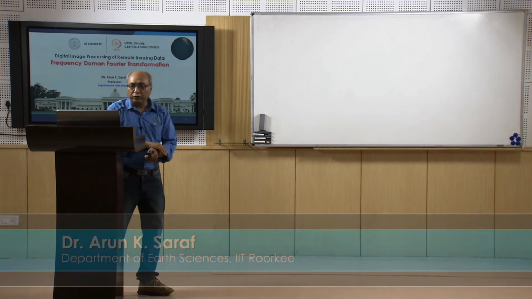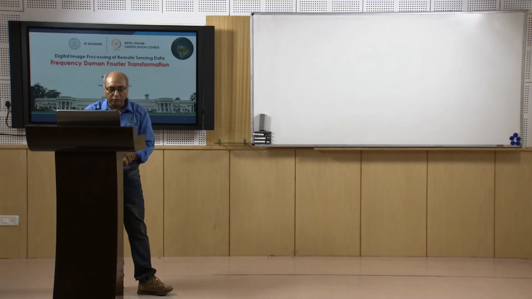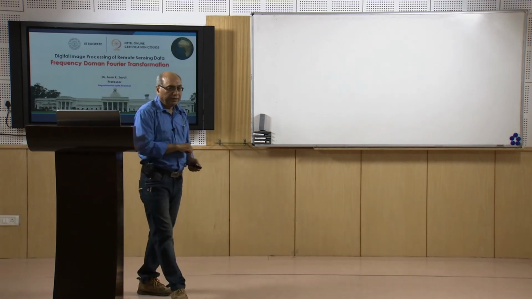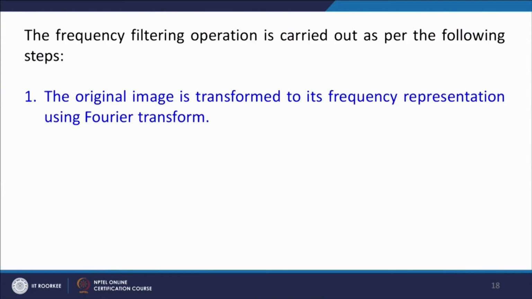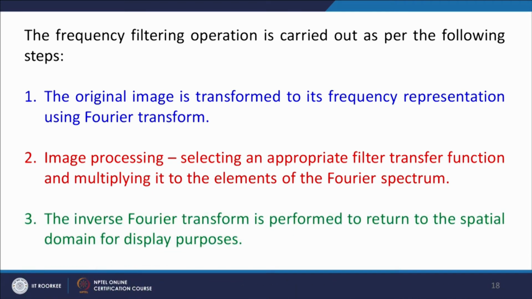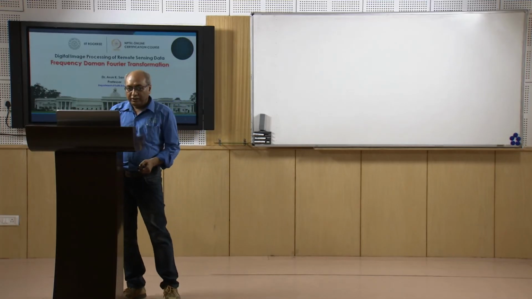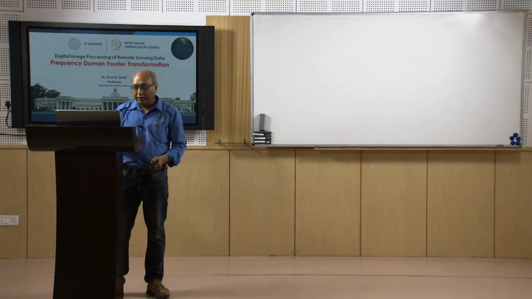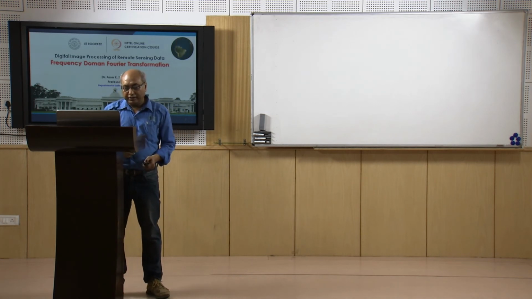This frequency filtering operation is carried out as per the following steps. The original image is transformed to its frequency domain representation using Fourier transform. Then, in image processing, an appropriate filter transform function is selected and multiplied with the elements of the Fourier spectrum. Then the inverse Fourier transform is performed to return to the spatial domain for display purposes. So you restore the image after filtering, and in short this is what the inverse Fourier transform does.